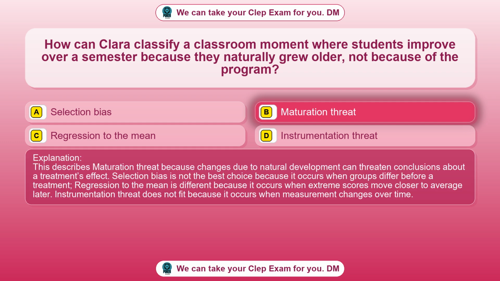This describes maturation threat because changes due to natural development can threaten conclusions about a treatment's effect. Selection bias is not the best choice because it occurs when groups differ before a treatment. Regression to the mean is different because it occurs when extreme scores move closer to average later. Instrumentation threat does not fit because it occurs when measurement changes over time.